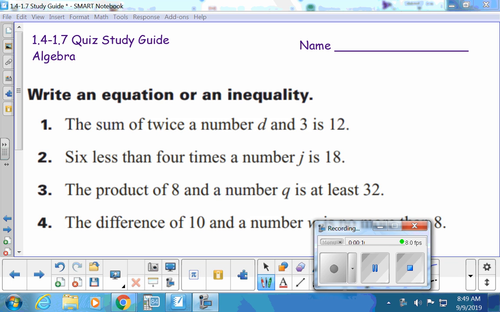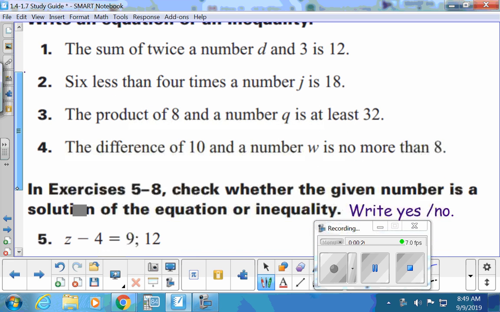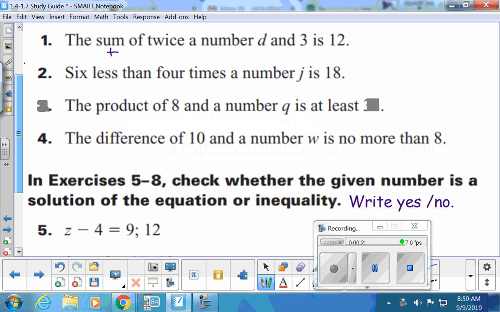So, number one, we're on your study guide right now. Number one, the sum. Sum is adding. The sum of twice a number d and 3 is 12. When you see is, it's an equal sign. So the sum of twice a number d and 3 is 12. Is that what you have on your paper? Any questions on that one?